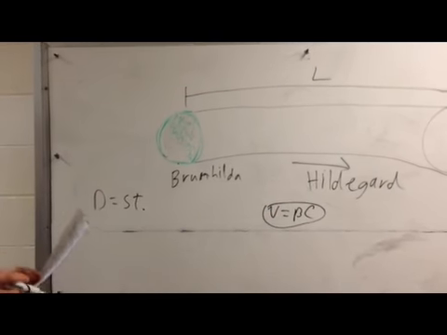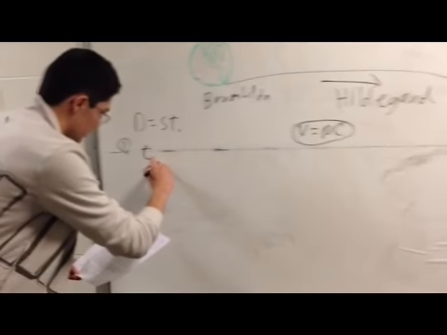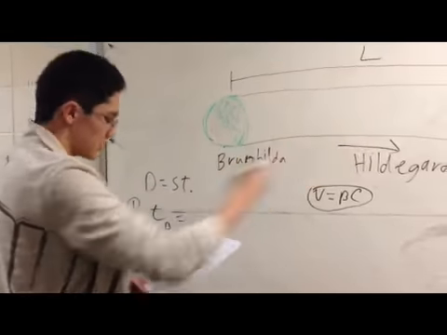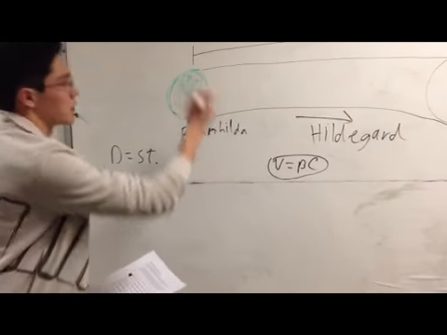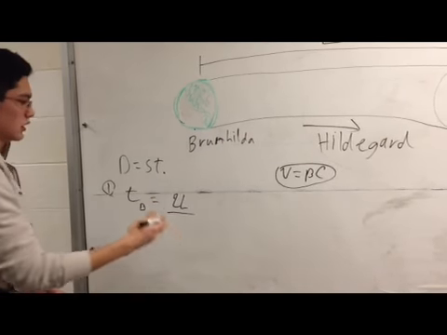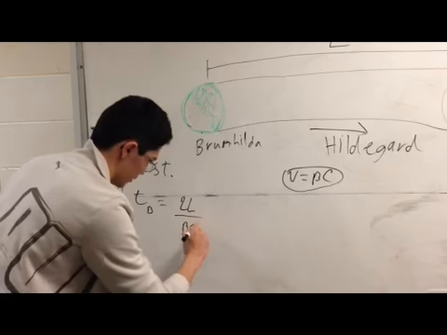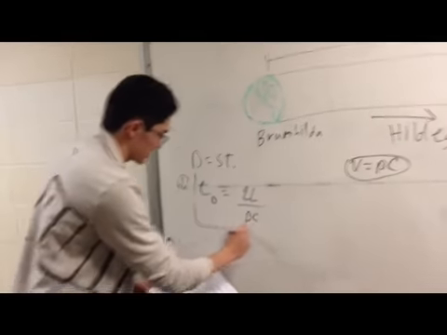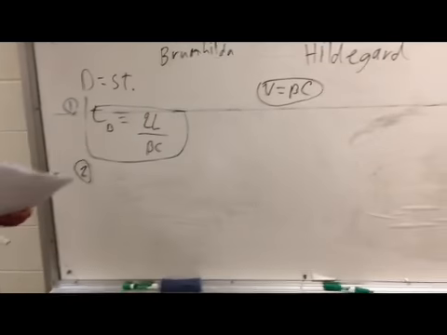So for number one, let's say the time that Brunhilde experiences during the flight and back is distance, which is 2L, because Hildegard goes there and comes back, over velocity, which is beta c, where c is the speed of light. And that's basically all we have for number one. It asks for the time that Brunhilde experienced.